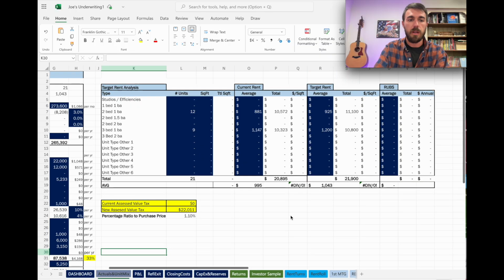Next, you want to do your unit breakdown. So this is primarily 2-bedroom, 1-bathrooms, and we have about 9 3-bedroom, 1-bathroom. So you want to put down the unit count here. You want to put the current rents right now, your current average rents. You don't have to put all of them in. You just want to get your average.